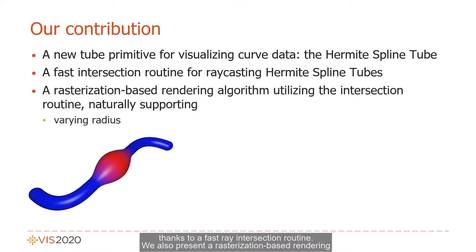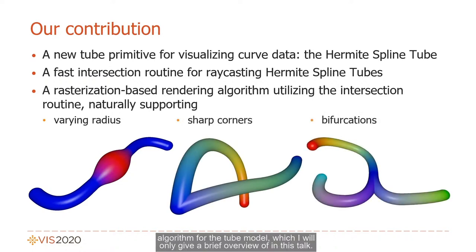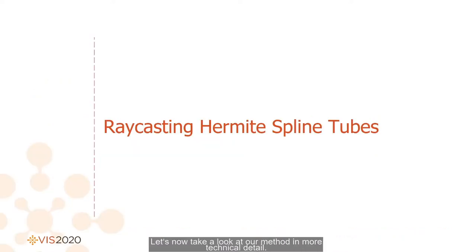We also present a rasterization-based algorithm for the tube model, which I will only give a brief overview of in this talk. I want to point out that we support features that are highly desirable for any tube-based visualization system, including varying radii according to the tube model, sharp corners through tangent discontinuities, and bifurcations through shared nodes. Let's now take a look at our method in more technical detail.